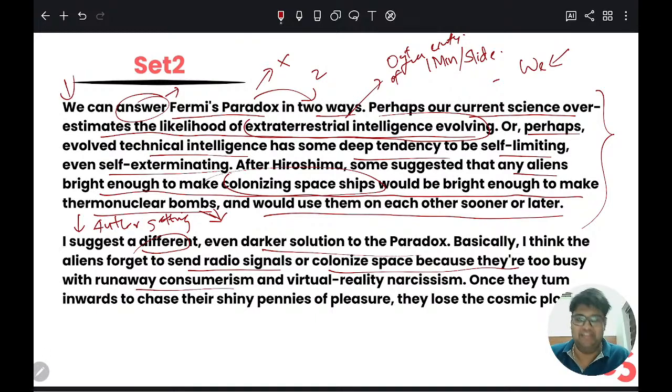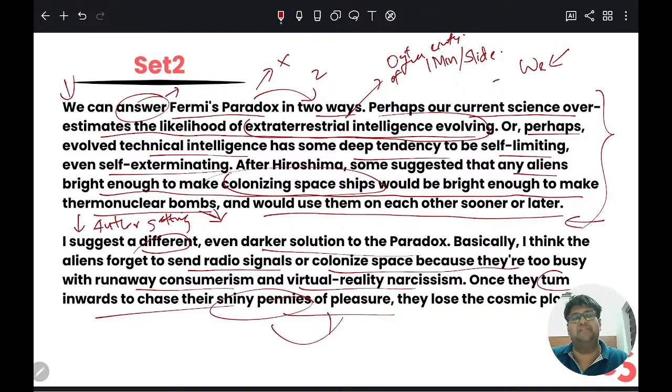They're behind consumerism, they're consuming, they're creating, they're on the fast fashion track. And virtual reality narcissism: virtual reality is the most important step. I don't want reality, only virtual reality. Once they turn inwards to chase their shiny pennies of pleasure, they lose the cosmic plot. They are stretching inwards for their own pleasure. Shiny pennies is an abstract imagery.